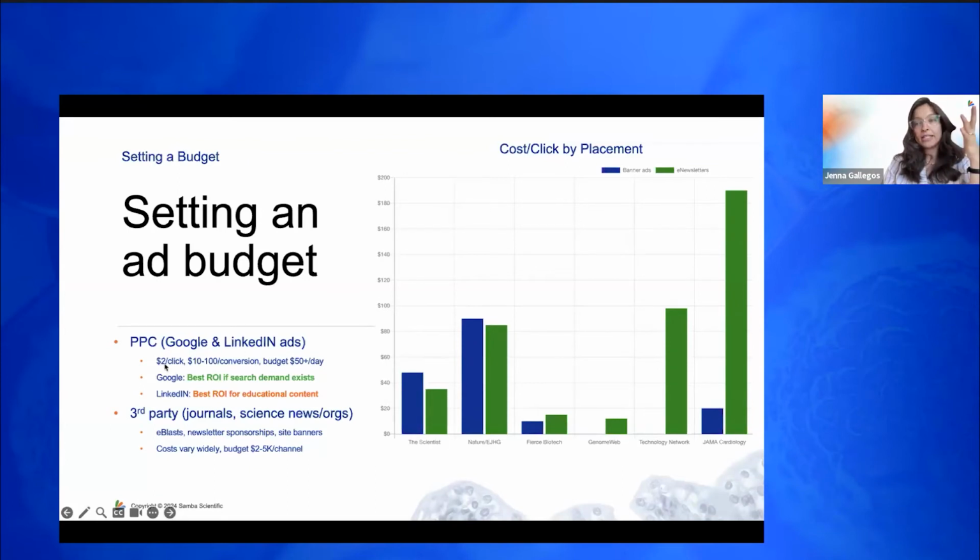You can generally expect to pay somewhere around $2 per click if your ads are managed well. Conversions generally run somewhere between $10 to $100 per conversion, and that range really depends on how you're defining the conversion. So whether we're asking somebody to just download a brochure or if it's actually requesting a quote. We recommend budgeting at least $50 a day at the start of any LinkedIn or Google Ads campaign. That's just to make sure you can get enough data to optimize your ads. Otherwise, you end up working with an N of one and it's hard to draw conclusions.